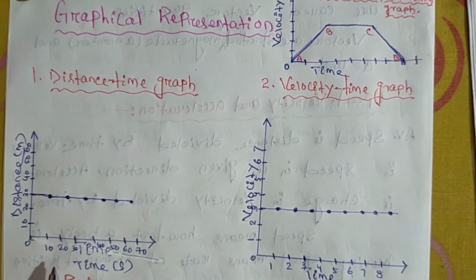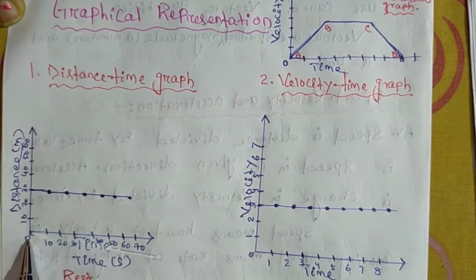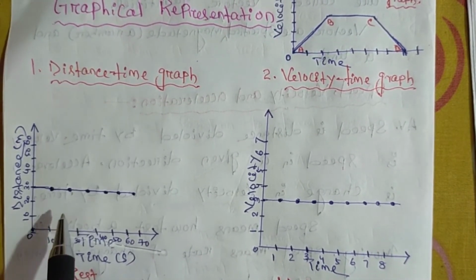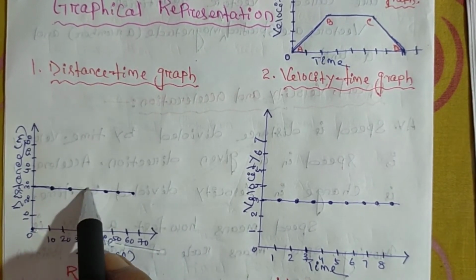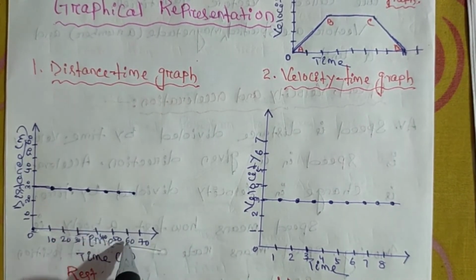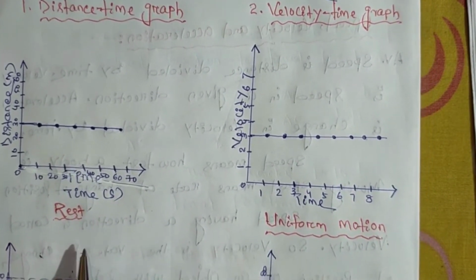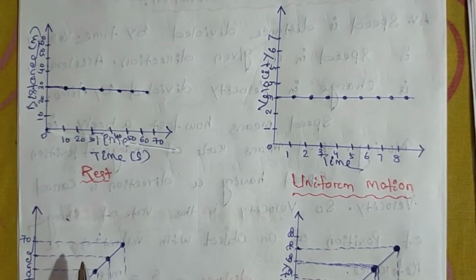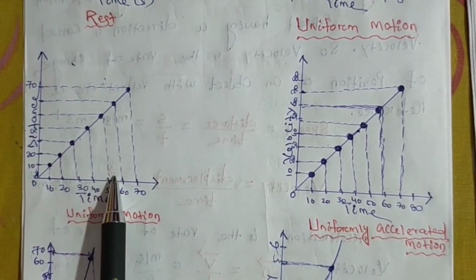If we say that a body is 30 meter apart from the origin in 10 seconds, and also 30 meter apart from the origin in 20 seconds, in 30 seconds also, 40 seconds also, 50 seconds also, 60 seconds also in that place, that means that body is at rest. There is no movement of that body. Body is in motion. Body is at rest.